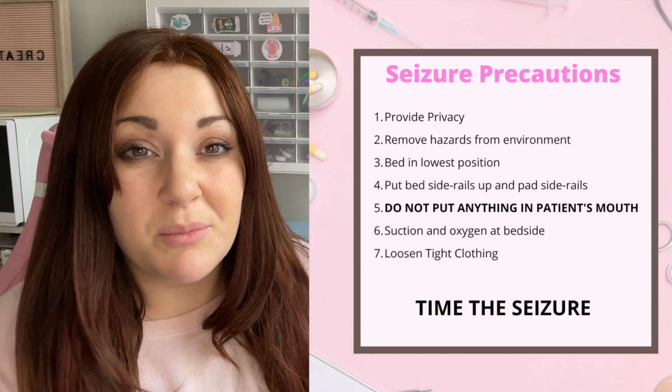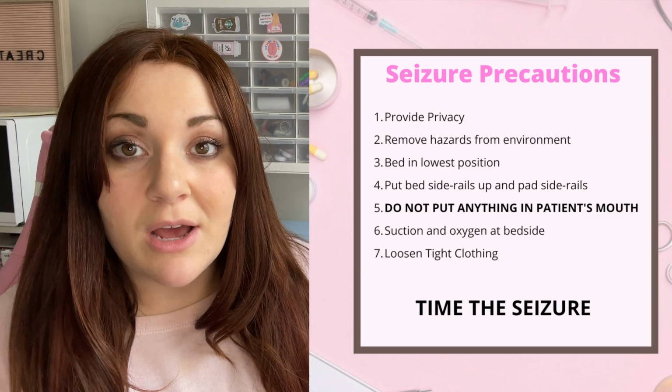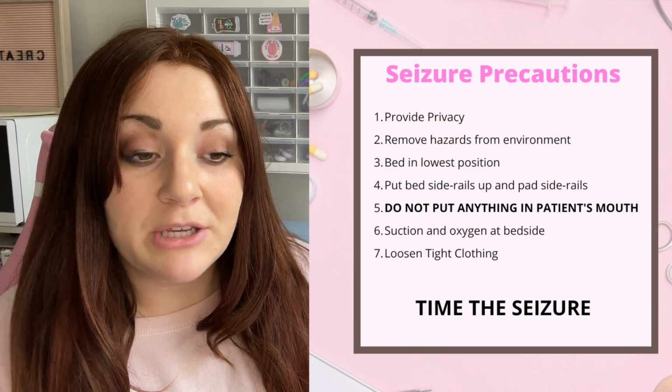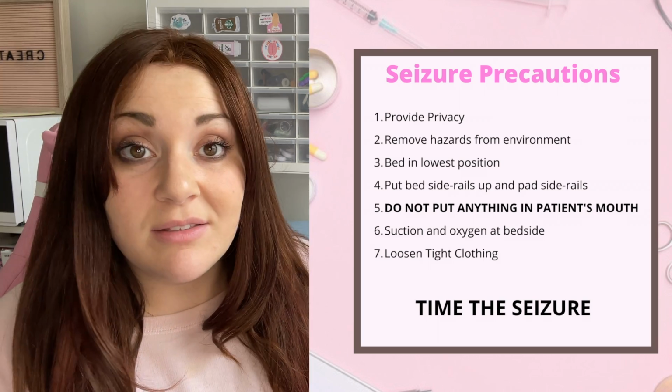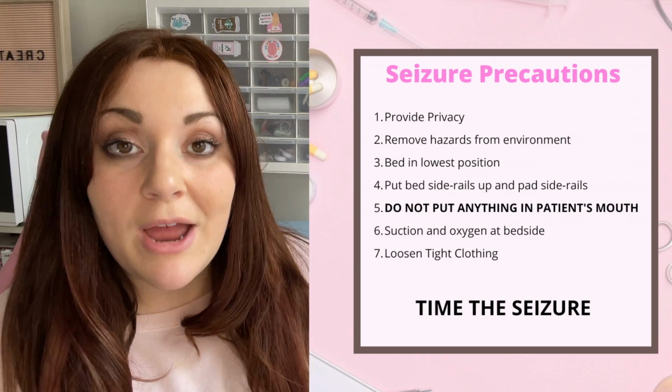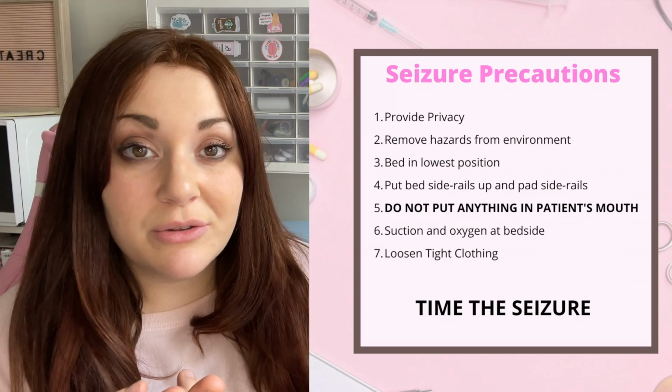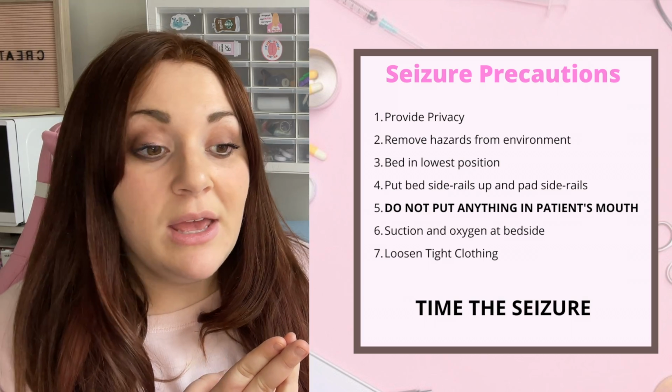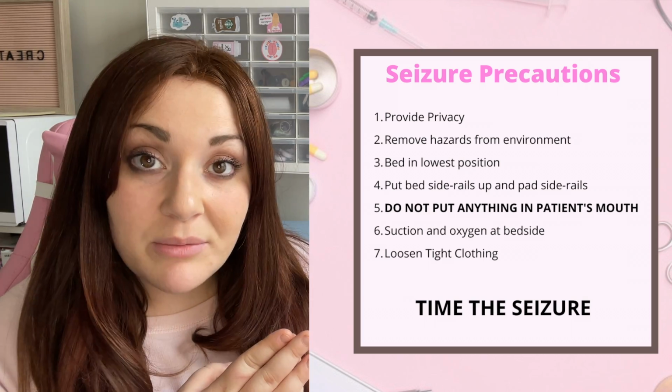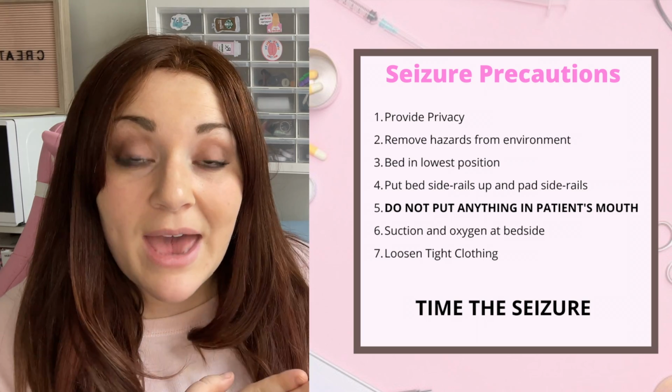And then for patient safety, we're going to talk about if you put a patient on seizure precautions, what that means is that you should first and foremost time the seizure, because it's very important on what kind of treatment options are going to be available for the patient. But next, you also want to provide privacy for the patient. You want to make sure their bed is in the lowest position. You want to make sure that their side rails are up and that they are padded.